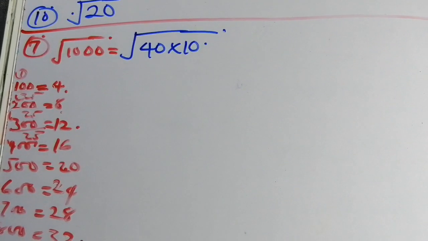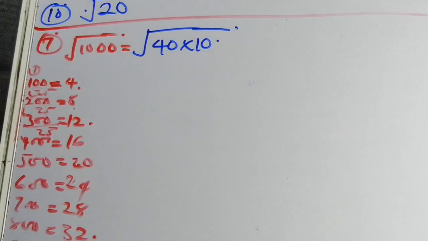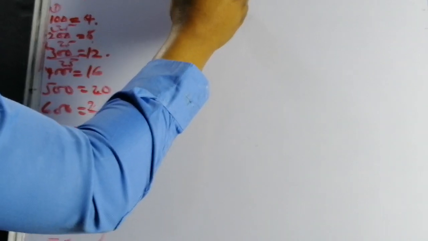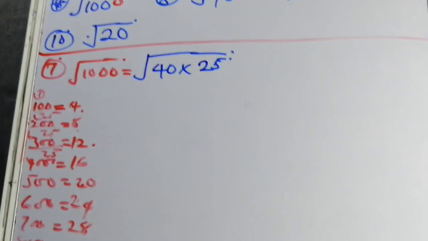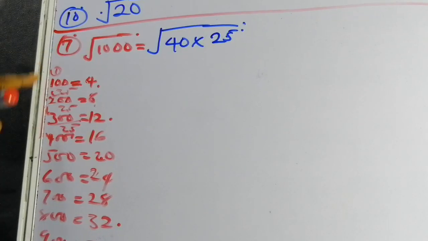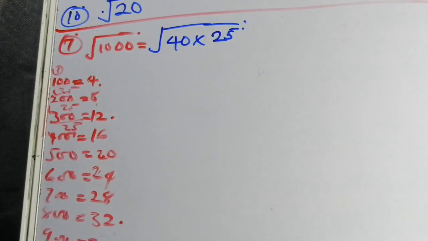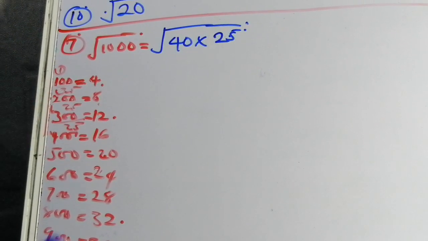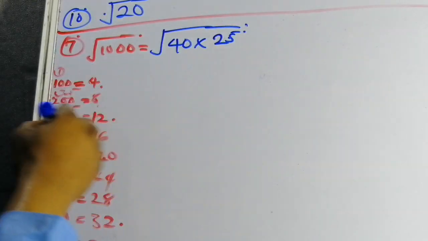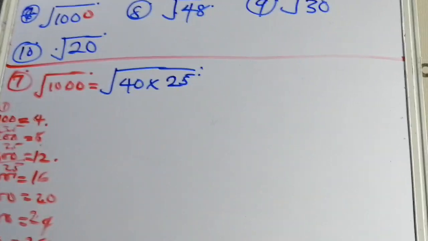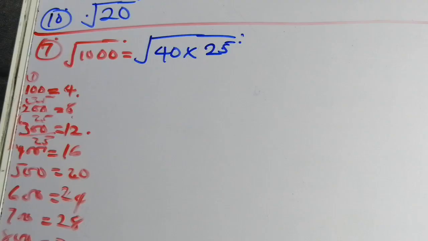40 times 25 will give me 1000. Don't forget, we divided by 25. So from the multiplication law of surds that we mentioned, that principle is very, very important.